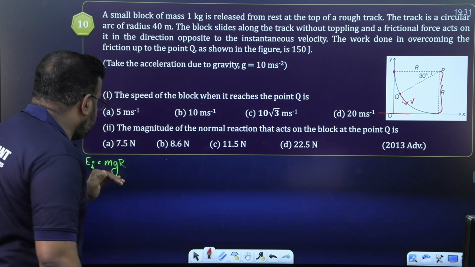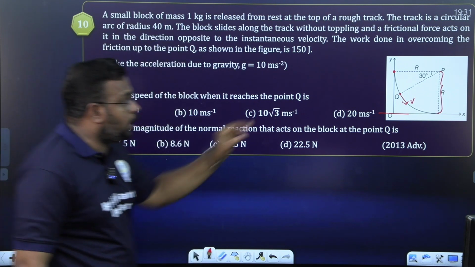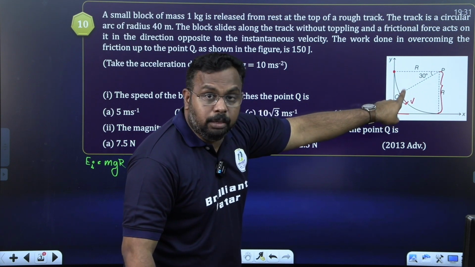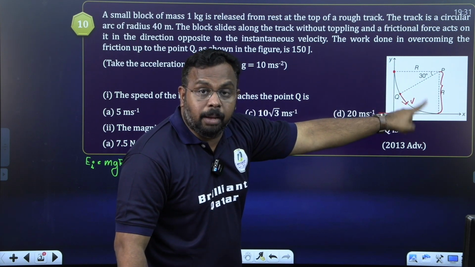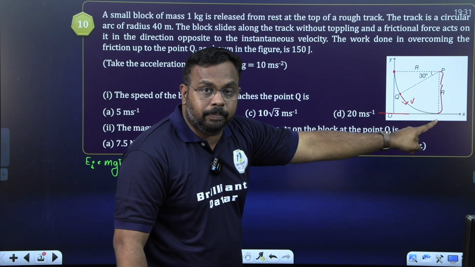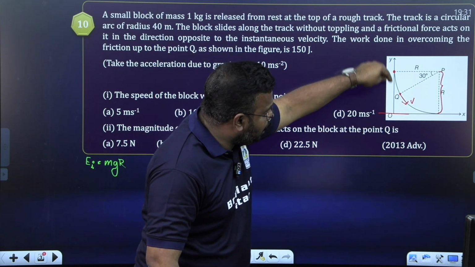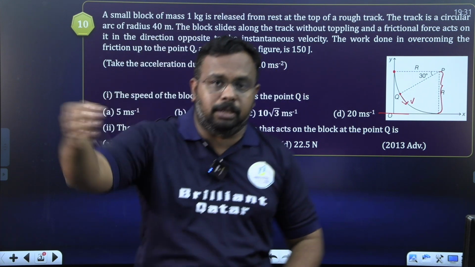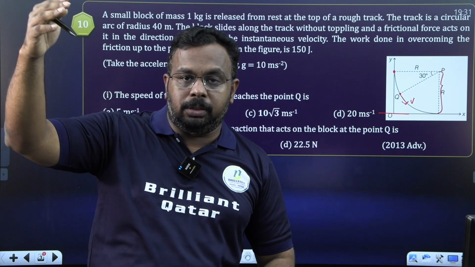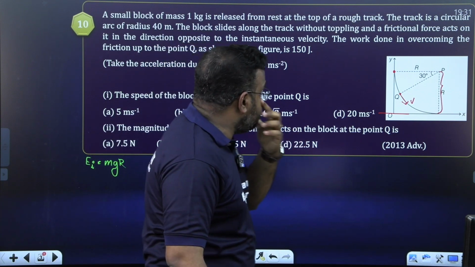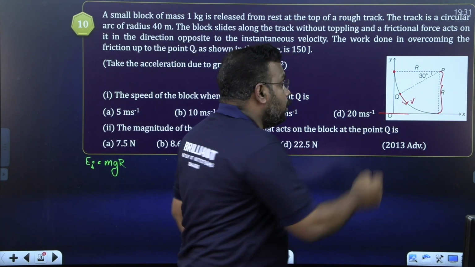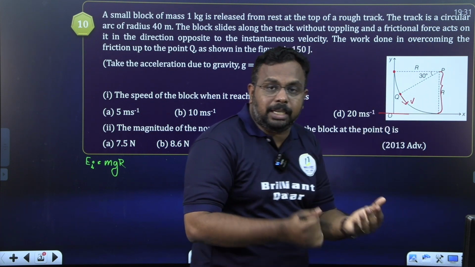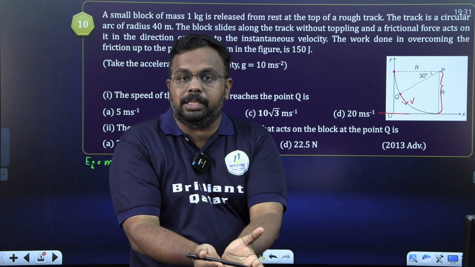Remember, the initial energy of the body is mgr. It is only potential because the body is released from a height r. When it reaches here, it will have a kinetic energy of half mv square. But at the same time, it is doing some work against water friction. That work is given. 150 joule of work is being done against friction. So if you are applying the law of conservation of energy, when it reaches here, what is the energy? Half mv square. By that time, its potential energy will be decreasing.